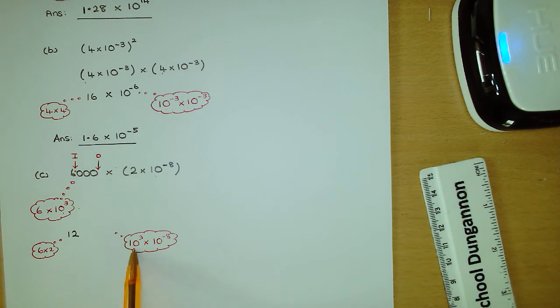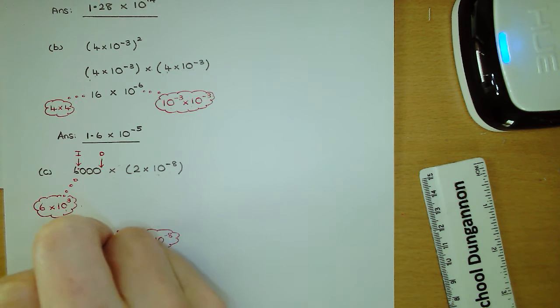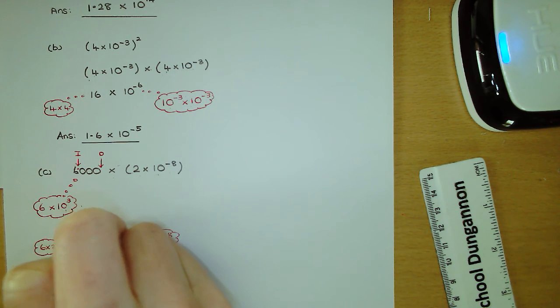Now again, when you multiply two indices with the same base, you add the powers. So it's going to be 3 plus minus 8. A plus and a minus side by side give you a minus. So we're going to be left with 3 subtract 8, which is going to give us minus 5. So we're going to be left with 10 to the power of minus 5.